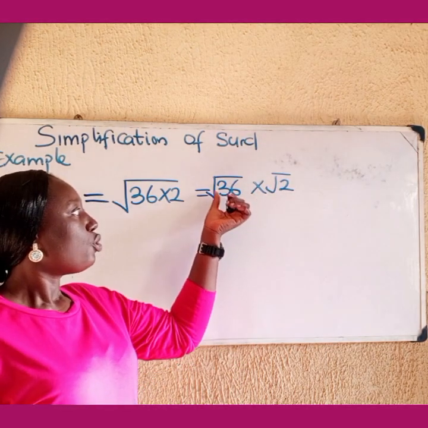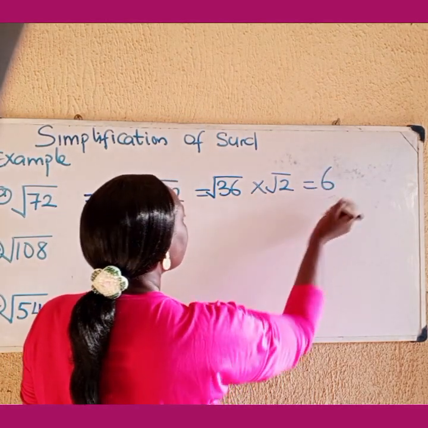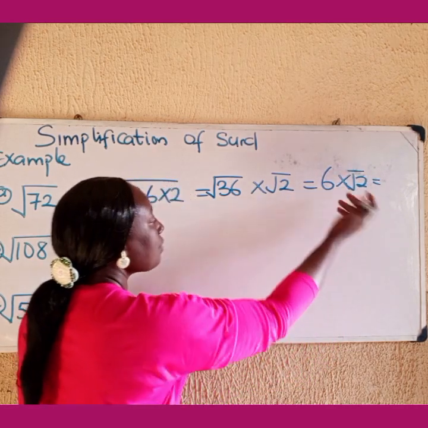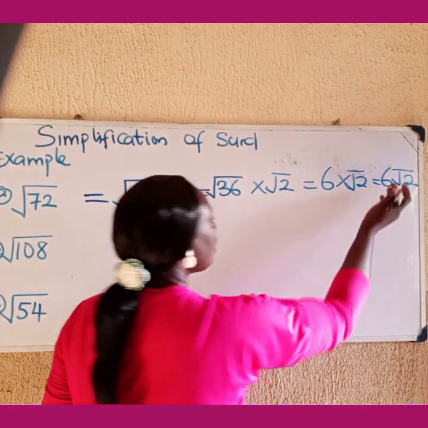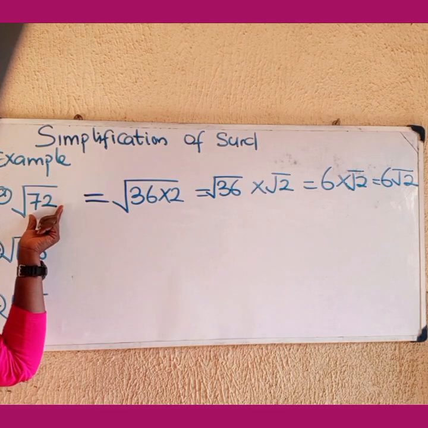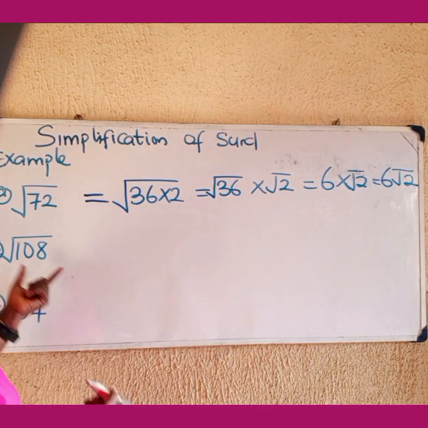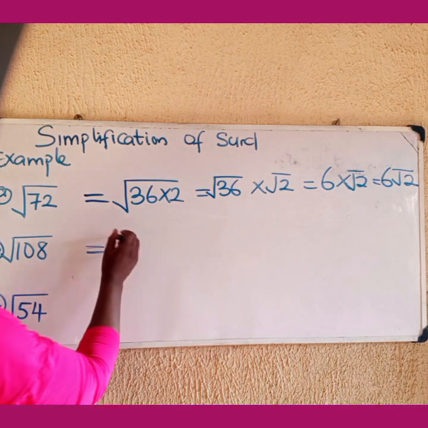And we know that root 36 is equal to what? 6 times what? Root 2. And 6 times root 2 will give me what? 6 root 2. I have simplified this one, root 72, to give us what? 6 root 2. Now the second example, I have root 108.